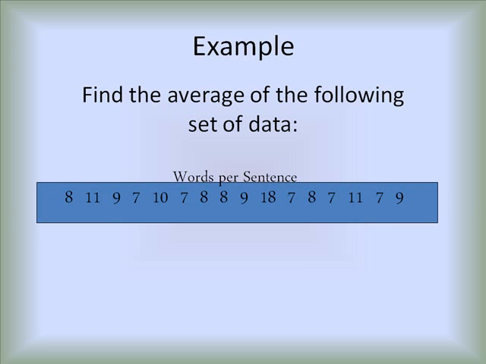Mean, otherwise known as average, is a mathematical process that we use to try and figure out what we think someone's going to do every time they try and do something. In this case, I have many pieces of data all related to words per sentence. My goal, try and figure out the mean.